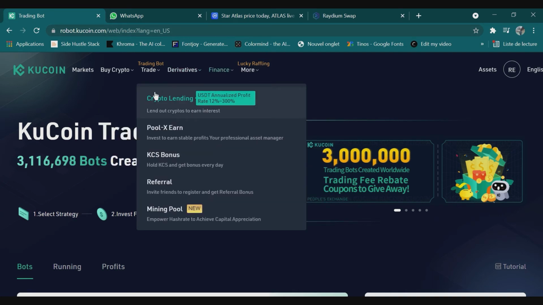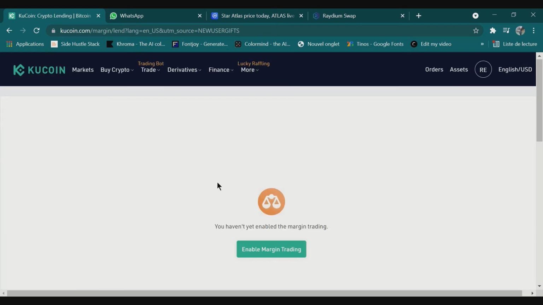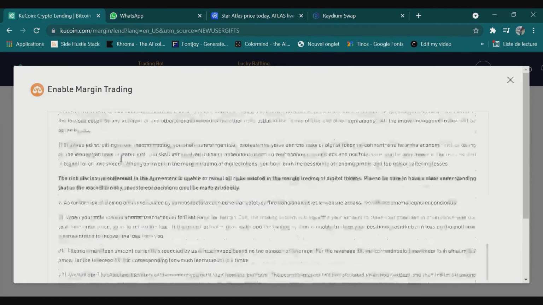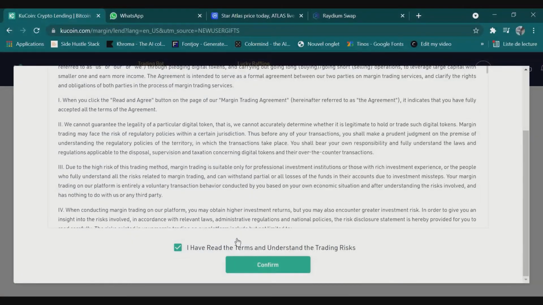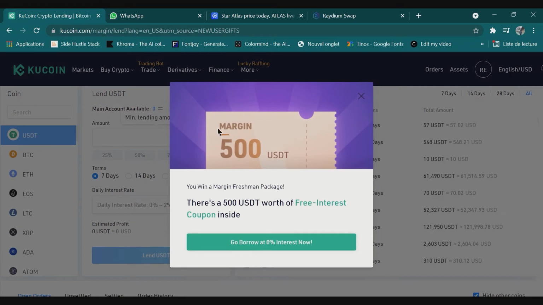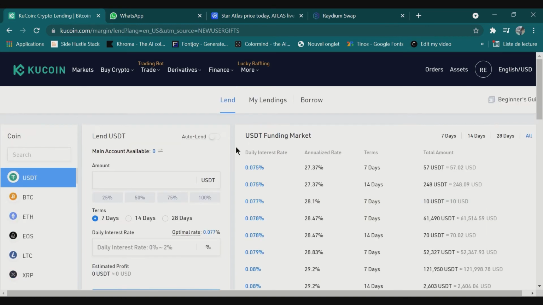Now you have the possibility to do crypto lending or staking, as you guys probably know. Right now you have some pretty insane rates if you go check what they have in that section of the website. So first of all, you need to enable the margin trading, which you need to agree to, and then you're going to access. There's 500 USDT worth of free interest coupon inside, which means that you can go borrow 500 USDT at a 0% interest. I'm not going to do that right now, but you guys can.